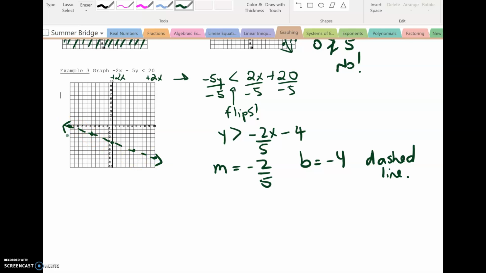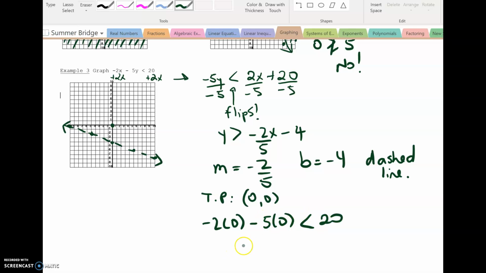Okay, again, let's pick a nice test point. And again, (0, 0) always comes to save the day. I like to plug it into my very original one. So I'm going to have -2 times 0 minus 5 times 0, and that has to be less than 20. So that's really 0 minus 0, which is 0, and that has to be less than 20, which it is, which means we need to shade towards (0, 0).